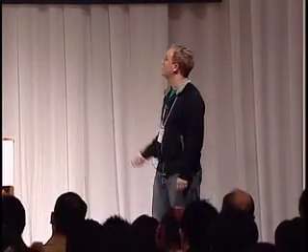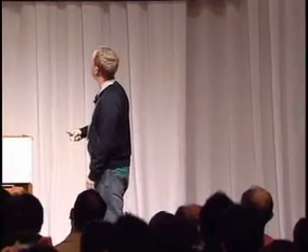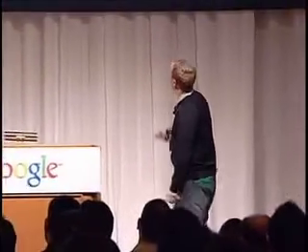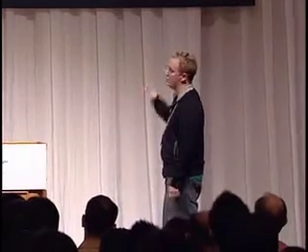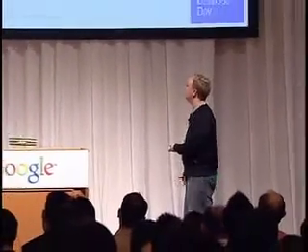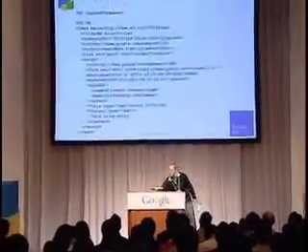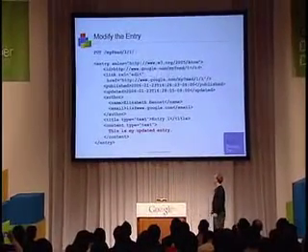Here's an example of updating an entry. For updating an entry, we use the HTTP verb PUT, and we're putting it to the edit URL. If you notice in this response, we have an edit URL here. That is the URL that we want to use when we're doing the PUT. So in this case, we're using that edit URL.